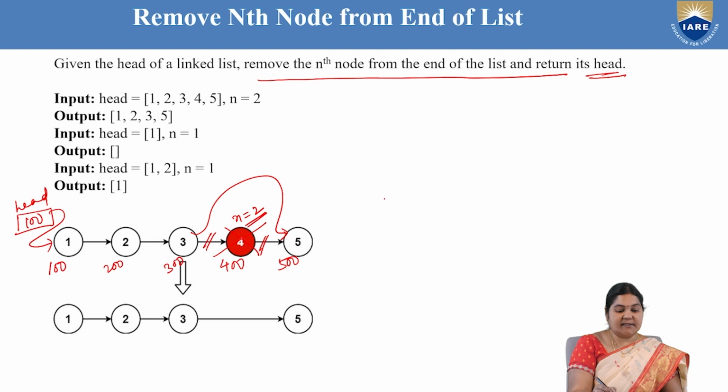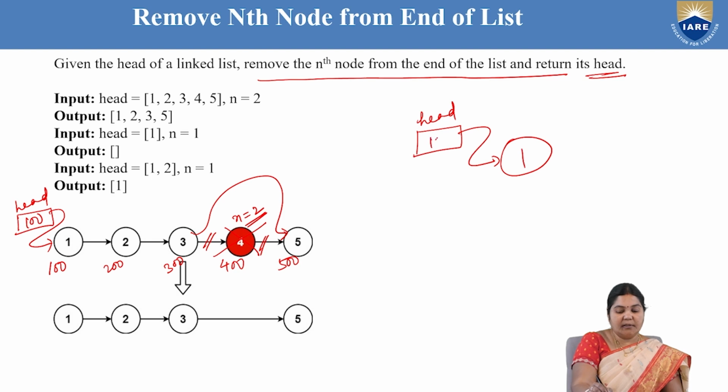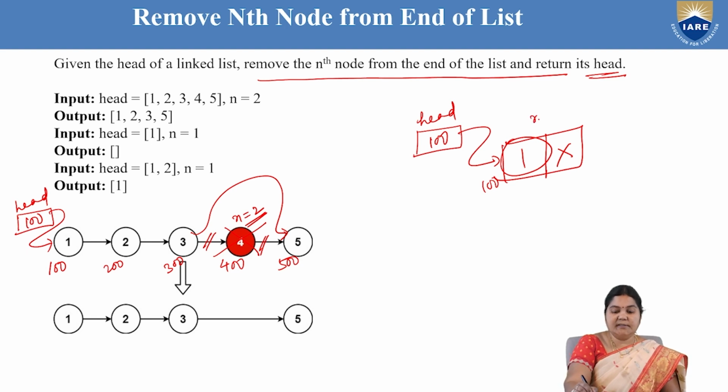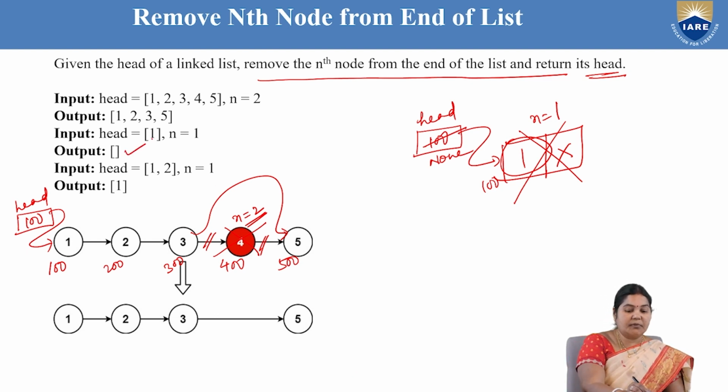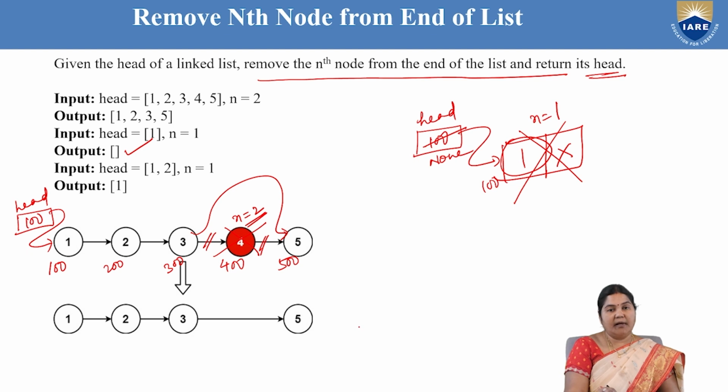In the second test case, there is only one node. So we have head here and there is only one node. Okay, if it is 100. So one node means the address part will be null. If n is equal to 1 from the end, this node has to be deleted. Then what will head contain? Head will contain a null address after deletion. Right? So we have to return head as empty.